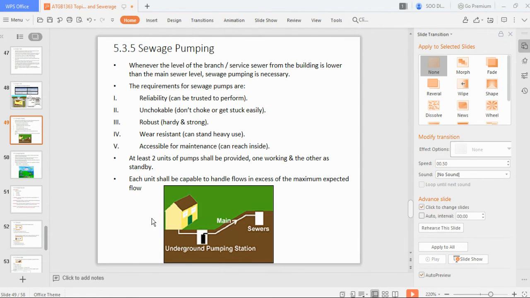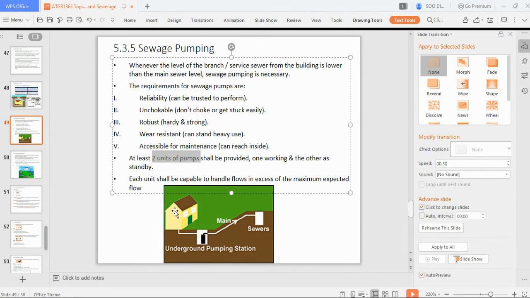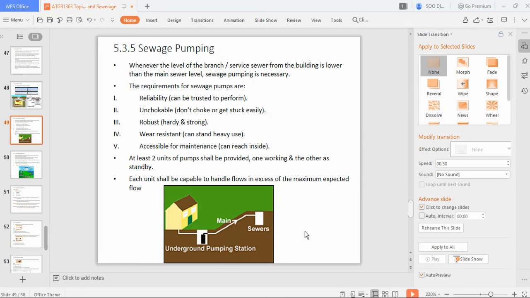So the idea behind using a pump is that we only need to provide at least two units of pump. One for working, another one for standby. The best is to have one more set for standby also. This is because if one of the pumps jams or is not working, you always have another one as a backup to pump your sewage. If both of them fail, then you should have another one. But if all of them fail, then you won't be able to flush your waste down your house, or you will have a backflow of your waste, which is not good.